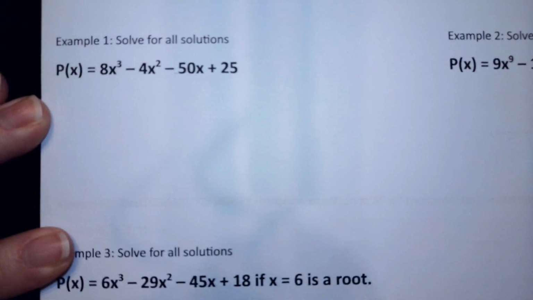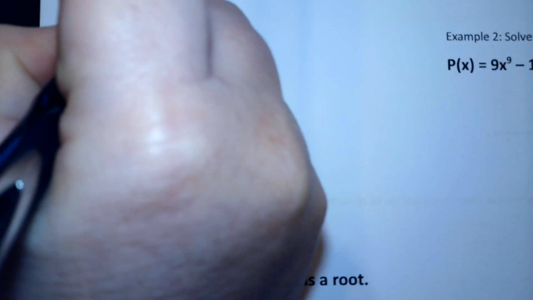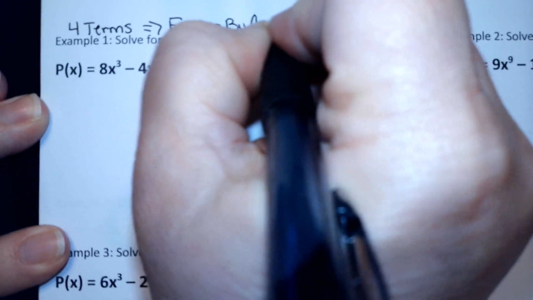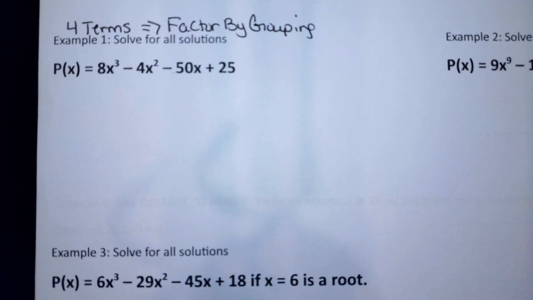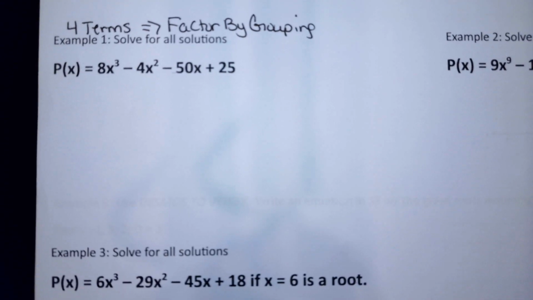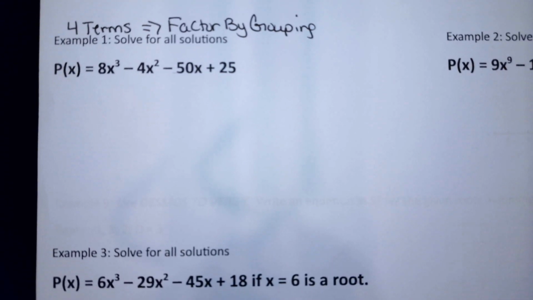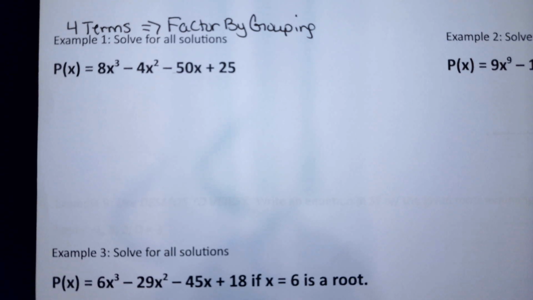Whenever we have 4 terms, we're going to factor by grouping. Now, it is important to remember how to factor by grouping. On the older release versions of the EOC, they've always had a factor by grouping problem. It just pops up out of nowhere. So this is a concept that we want to make sure that you understand.